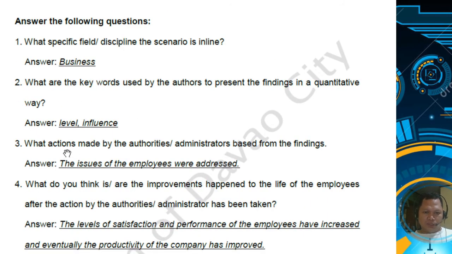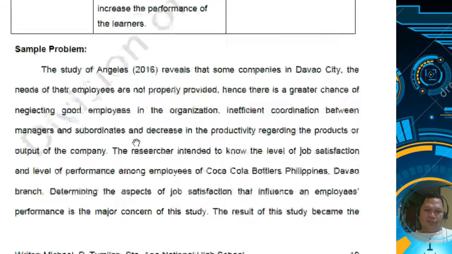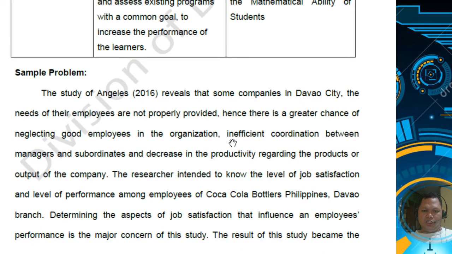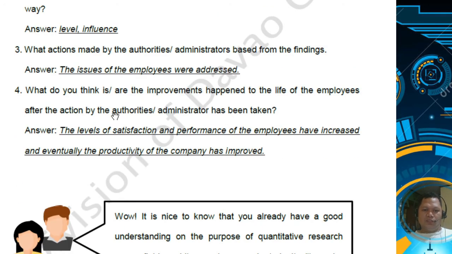And what actions were made by the administration based on the findings? The answer is the issues of the employees were addressed. The issues of the company are the decrease in productivity, inefficient coordination between managers and subordinates, and neglecting good employees. Okay, so those are the issues. Then number 4, what do you think are the improvements in the life of the employees after the action by the authorities and administrators has been taken? The answer is the levels of satisfaction and performance of employees have increased, and eventually the productivity of the company has improved.